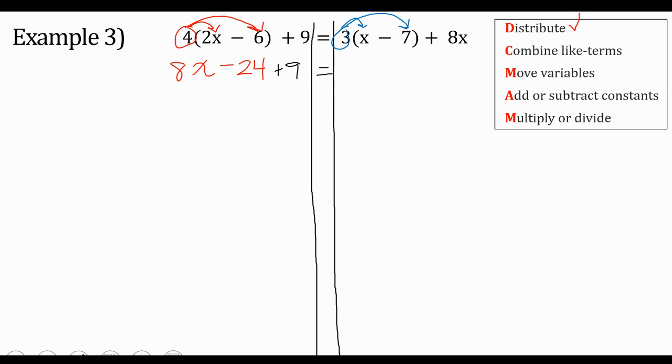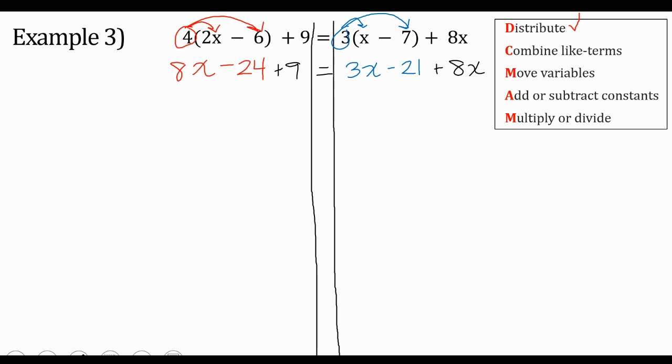Now let's distribute 3 times x gives us 3x. 3 times -7, treat that like a -7, equals -21. And then bring down this positive 8x. Okay, so we got rid of our parentheses in one step. Okay, now we're going to combine like terms.